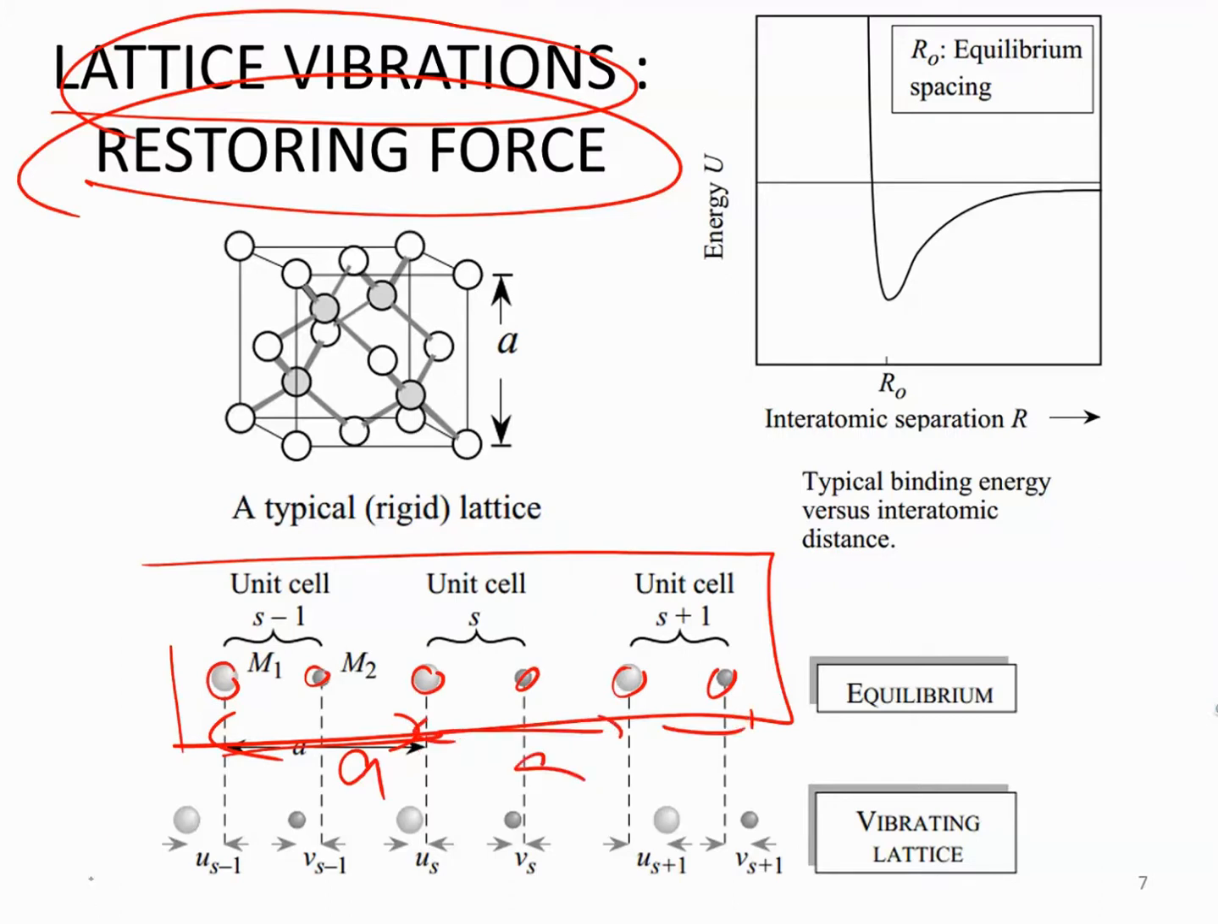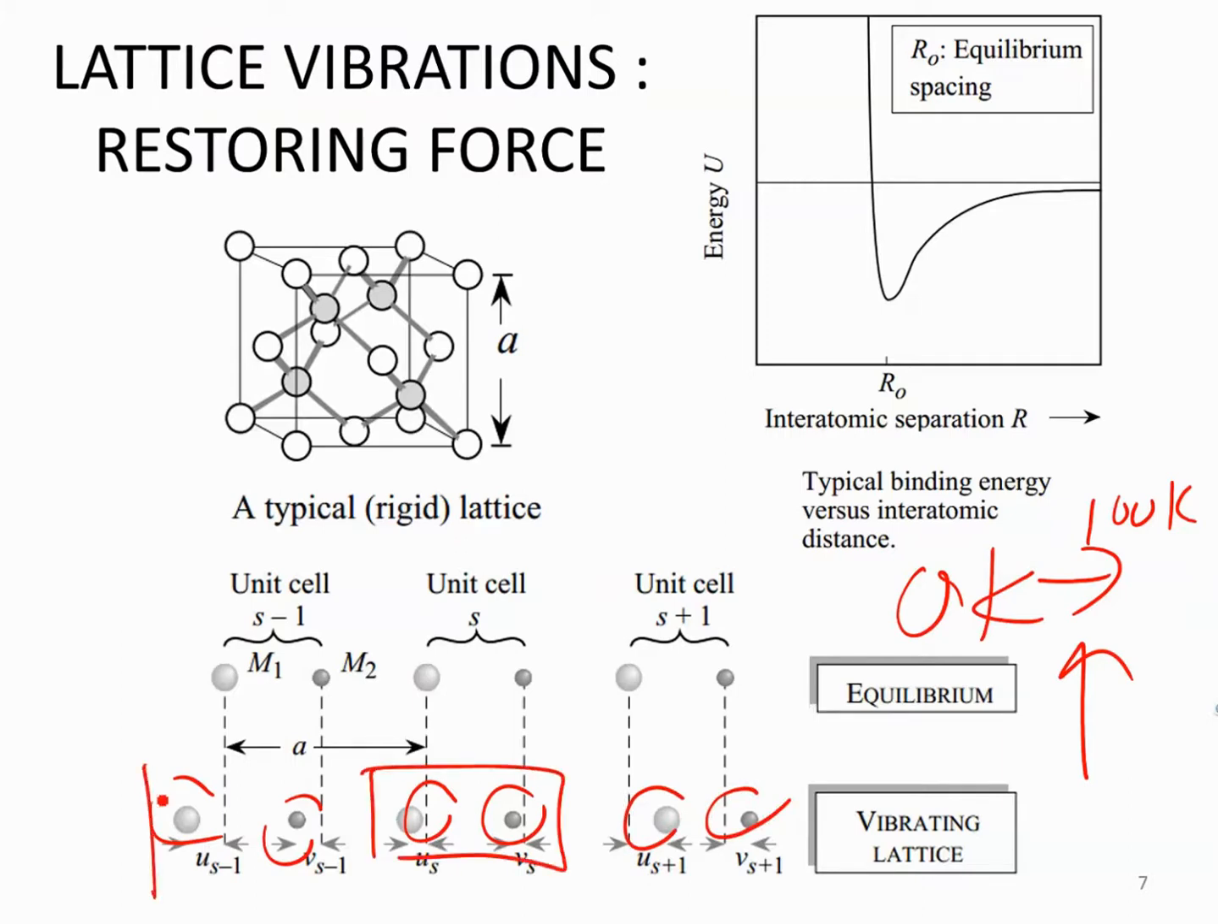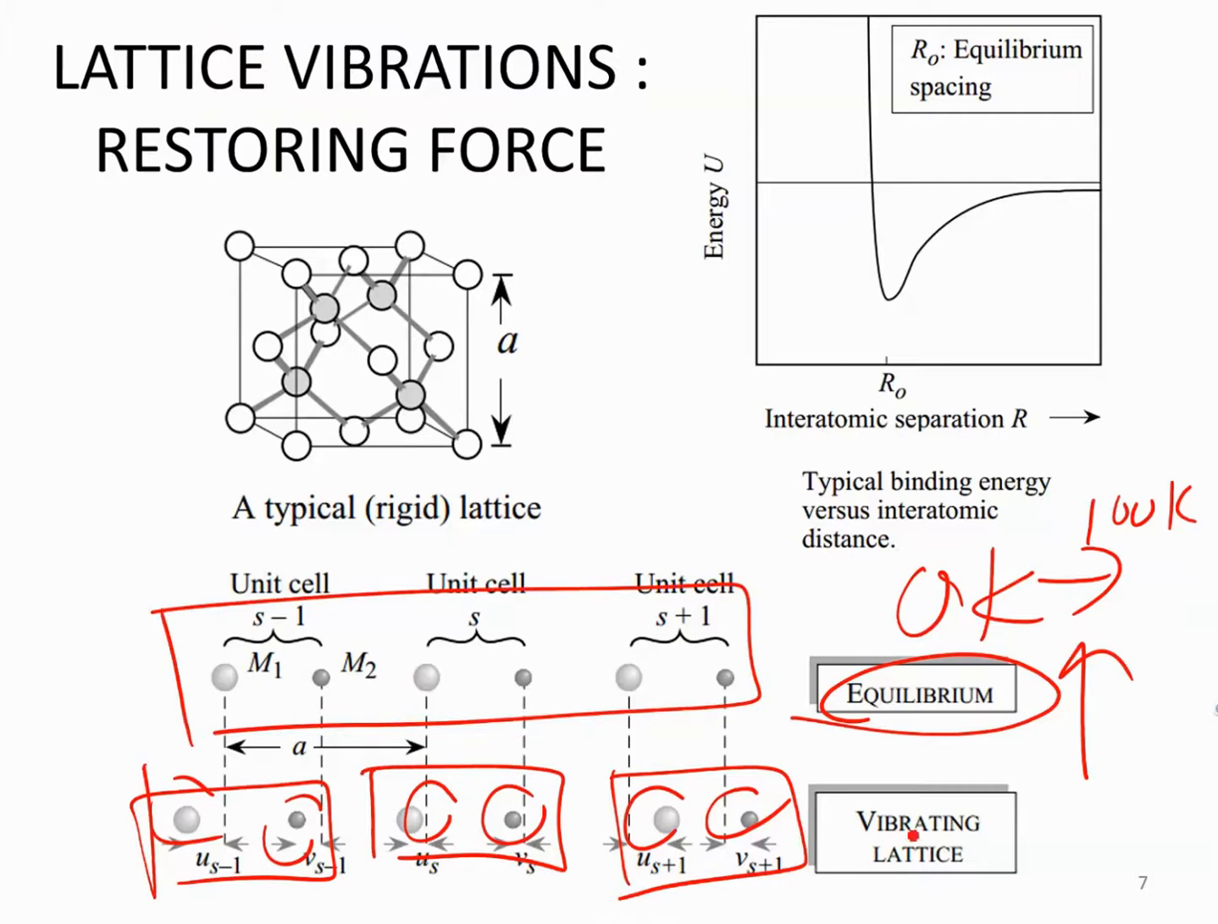However, when you increase the temperature from 0K to maybe 100K or any other temperature, you see that the atoms are now moving. Different atoms will have different degrees of movement. It depends on the source of the temperature or the source of the heat. So this is the equilibrium state, or static. This is a vibrating state.